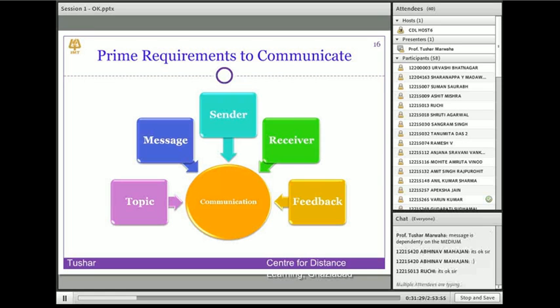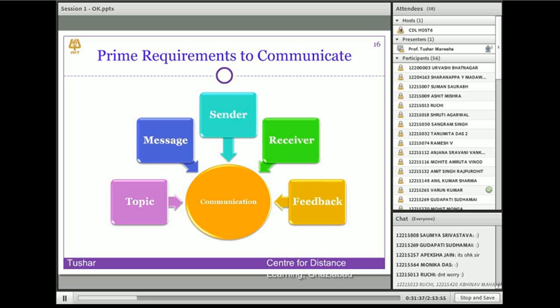Okay. So when we say messages, the message part, we have said that it's dependent on the medium, and it is also dependent on the skills of the sender, which in this case has very poor typing skills. Skills of the sender will determine the effectiveness of the message. How efficiently can I package the idea from my head into words?